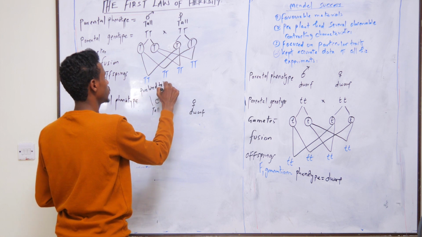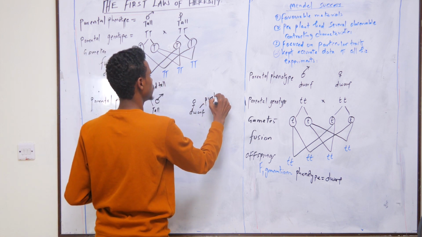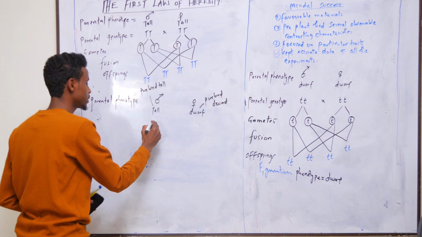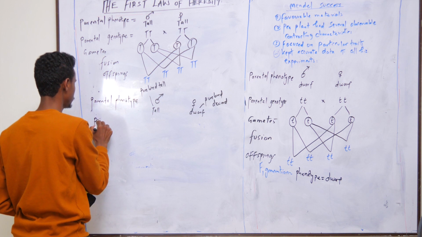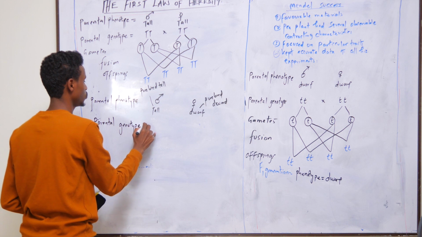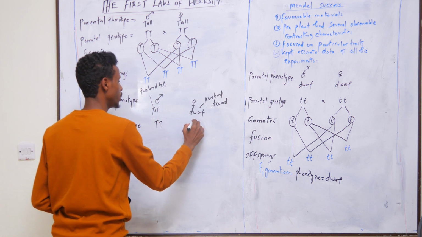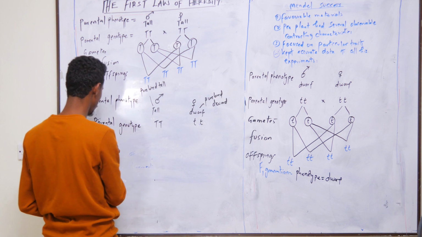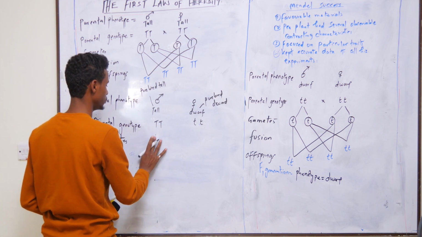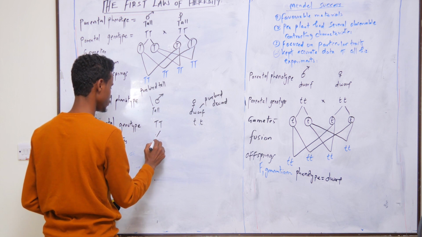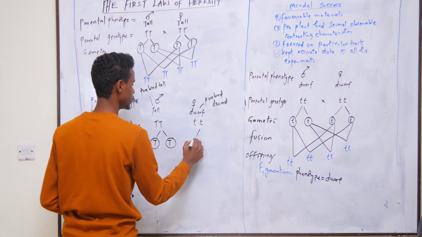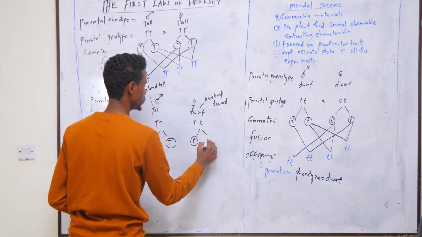Purebred tall, purebred dwarf. This one, purebred tall, that is the parental genotype. Parental genotype will be TT, and this one will be tt. Now gametes. Gametes will be this one and this one.